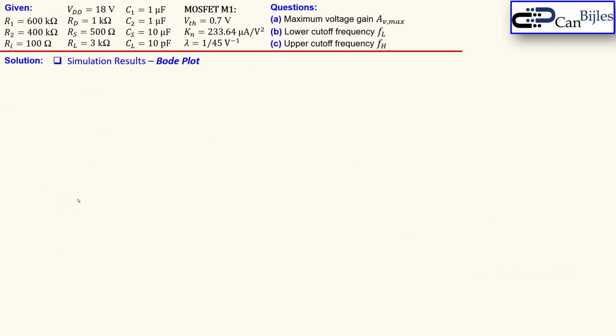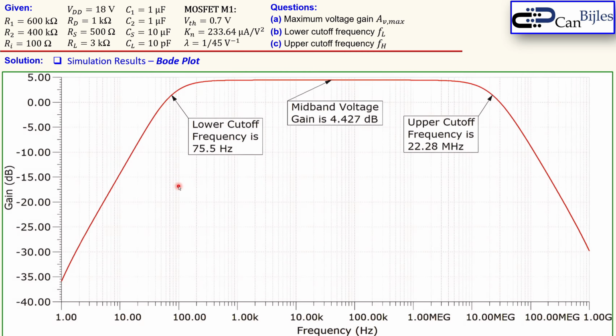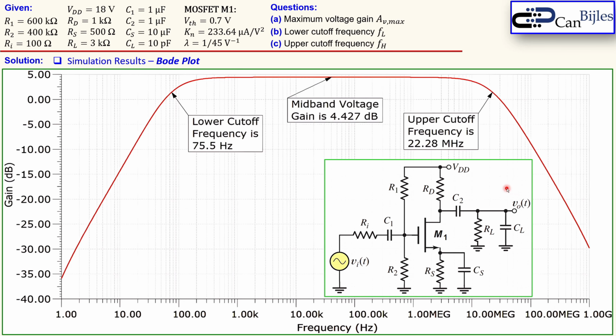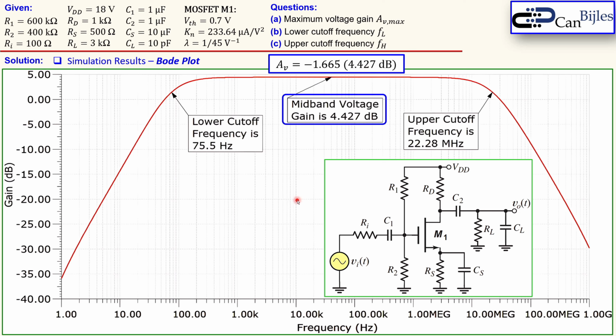Okay, let's now look at our final part, which is the simulation result and using the Bode plot, where you see actually all the parts. So we'll bring up our Bode plot. You see here the gain and the frequency running from 1 hertz all the way to 1 gigahertz, and this is just the gain. This is the circuit, of course, we have used. Now we have calculated our midband voltage gain, or maximum gain, as minus 1.665. In dBs it is 4.427 dBs, and you actually see that also here. It's the exact same, so that's a nice result.